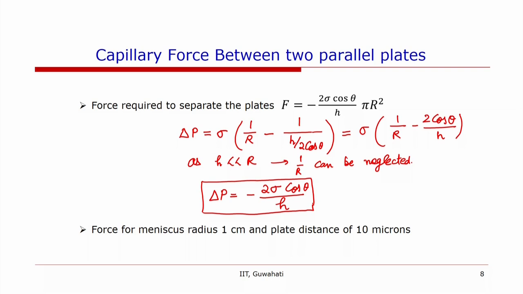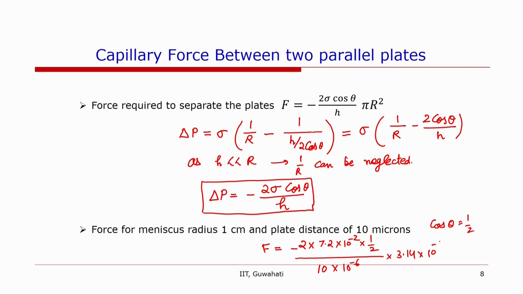Okay, and when we multiply this by the cross-sectional area, then we get the force required to separate the plates. So just to have a feel of the numbers, of what force will be required to separate the plates, we can calculate F. For air and water, the surface tension is 0.072, or we can write 7.2 into 10 to the power minus 2 in SI units. Cos theta, let us take an average value of about half. And h, consider a plate distance of about 10 microns, so 10 into 10 to the power minus 6 meters, into 3.14 into 10 to the power minus 4.